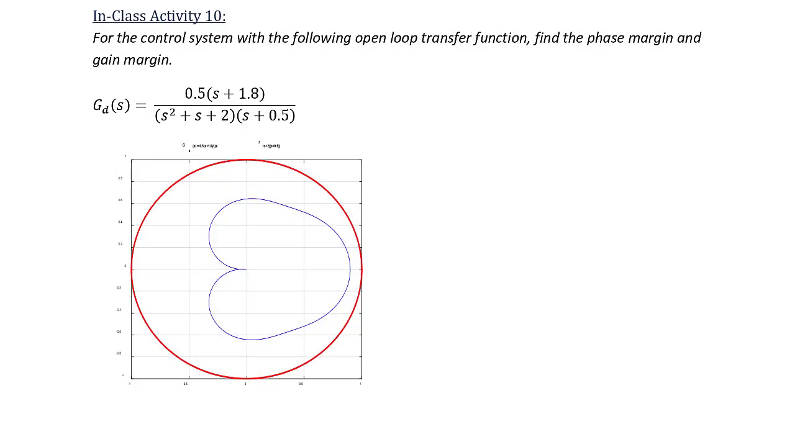In class activity 10, for the control system with the following open loop transfer function, find the phase margin and the gain margin. G of s is equal to 0.5 times (s plus 1.8) over (s squared plus s plus 10) times (s plus 0.5). So what you should see here is that this Nyquist diagram does not have any intersections with the radius of 1 for the unit circle. Therefore, the phase margin is equal to infinity.